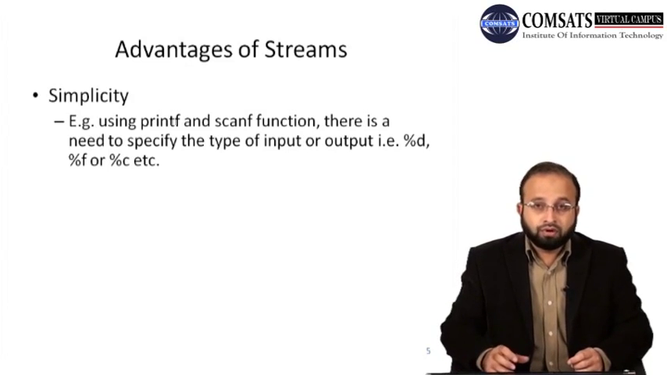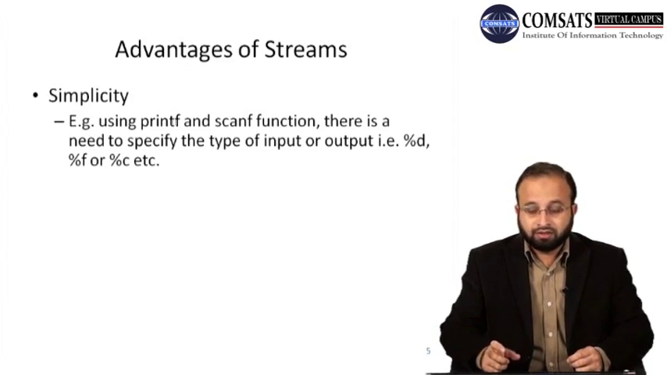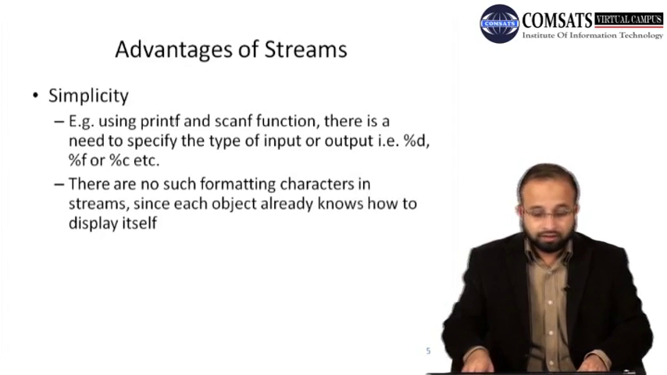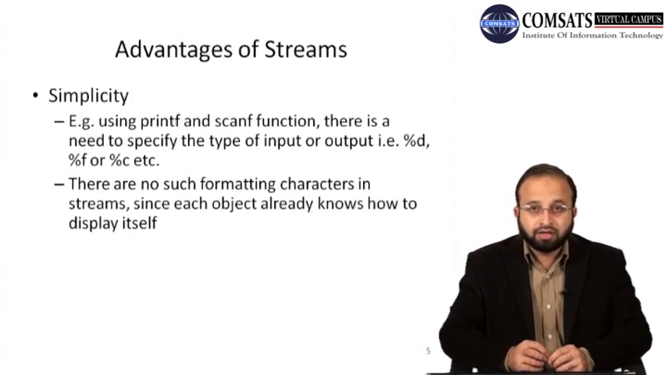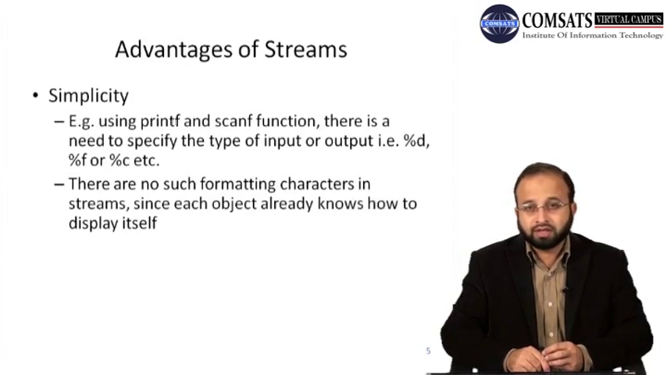Similarly, in the scanf function, if we want to take input some value from the user, then we must write what kind of input we are going to take. ठीक है? So हमें ये तमाम चीजें, we have to specify all those things with the %d, %f or %t etc. In C++, there is no such formatting character in streams, since each object already knows how to display itself, right? So हम cin लिखते हैं expression and we write the name of the variable. We won't specify what is the type of the variable or what is the type of the input that should be provided by the user, right? Because the object already knows what kind of input it is expecting.